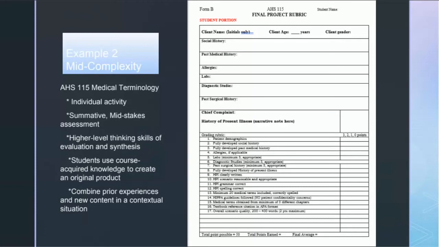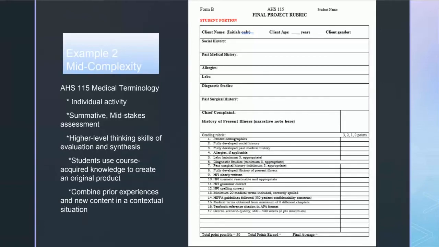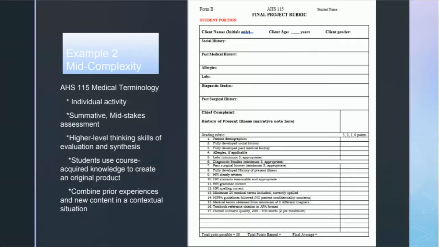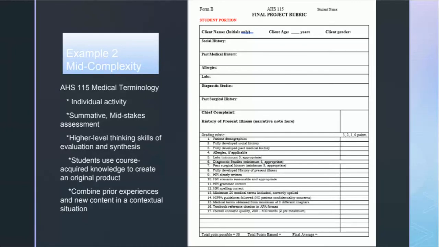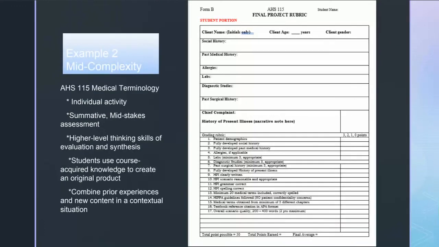This really encourages some higher level thinking skills of evaluation and synthesis. They're going to have to think about all the things that they encountered throughout the course, and then they're going to have to bring in their own expertise, their own lived experiences that they know, and bring it all together. They're combining prior experiences and new content, and they're in a contextual situation.